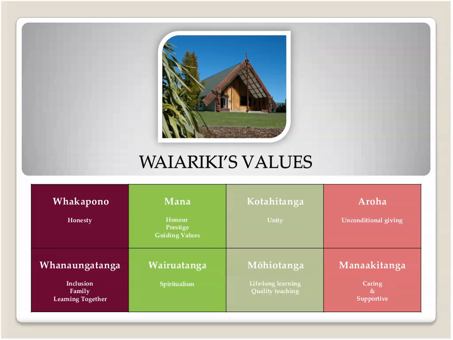So along with creating this resource, we have embedded Waiariki's values. They are not unlike Mason Durie's values. He's got 4 of them, we've got 8.